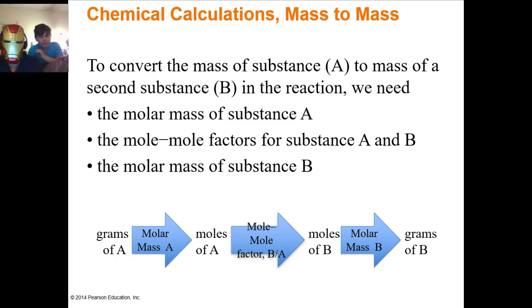To convert mass of substance A to mass of substance B, we need the molar mass of the substance, which comes from the periodic table. Mole factors of substance A to substance B come from balanced chemical equations. That is your coefficients. Also, you'll need the molar mass of substance B. Here's a flow chart: grams of A, moles of A, moles of B, back to grams of B.